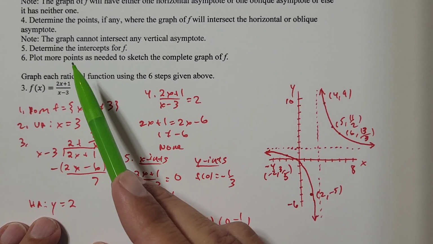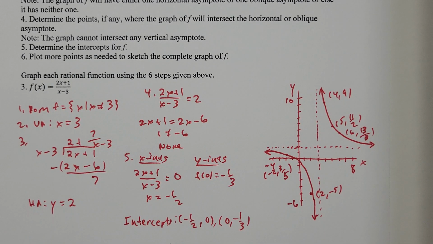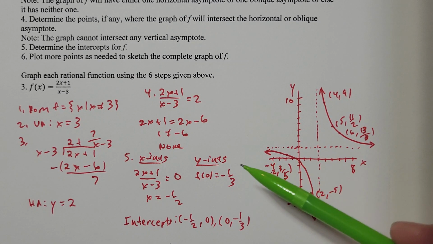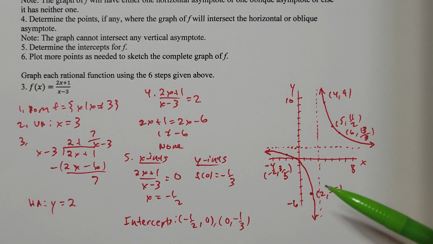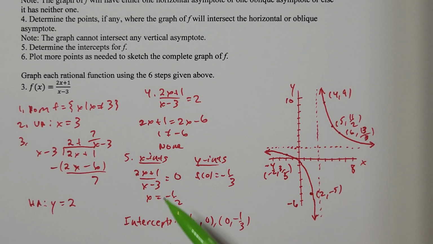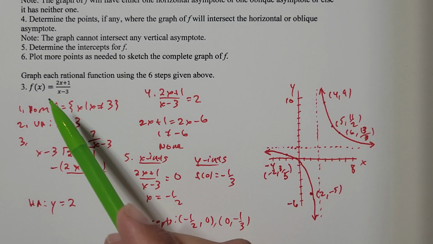Now in step 5, I need to determine the intercepts for f, so the x and y intercepts. To get an x-intercept, I need to let y be 0 and solve for x. To get a y-intercept, I need to let x be 0 and solve for y. So when I let y be 0, y and f of x are the same thing, right?